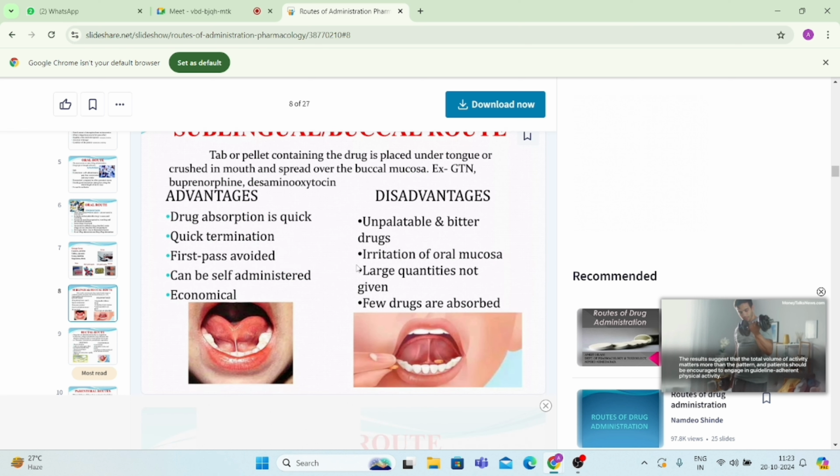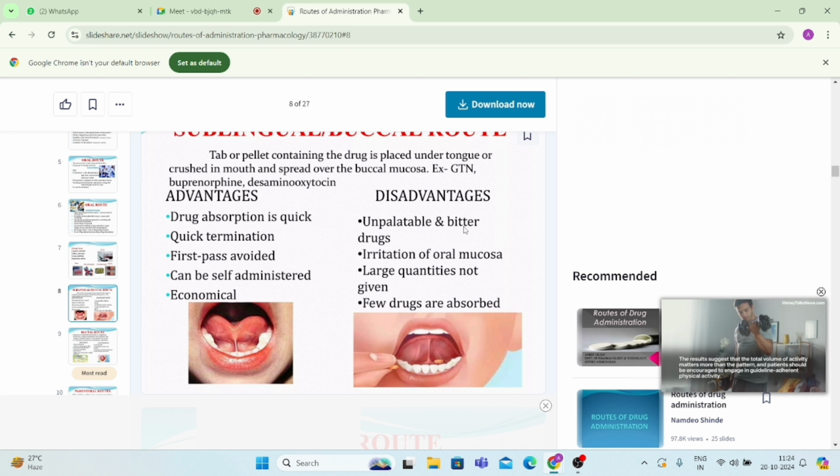అడ్వాంటేజెస్ ఒకటి ఫస్ట్ పాస్ మెటబాలిజం అనేది ఉండదు. జనరల్గా మనం ఓరల్గా తీసుకునే డ్రగ్స్కి ఫస్ట్ పాస్ మెటబాలిజం ఉంటుంది, కానీ సబ్లింగ్వల్గా తీసుకునే దానికి ఫస్ట్ పాస్ మెటబాలిజం ఉండదు. అండ్ ఈవెన్ ఇవి కూడా మనం సెల్ఫ్ అడ్మినిస్టర్ చేసుకోవచ్చు.